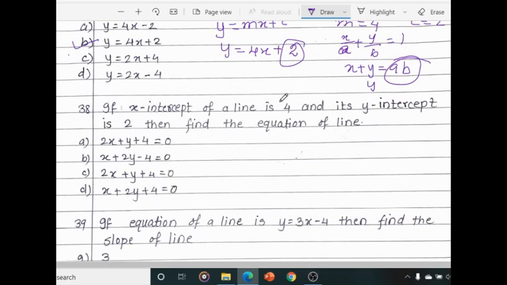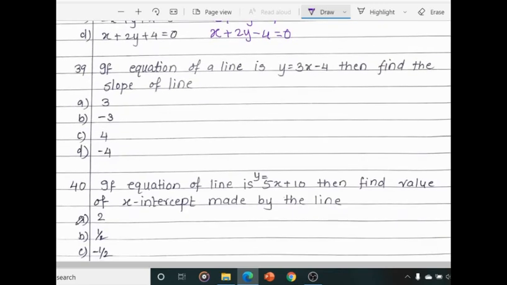If the x-intercept of a line is 4 and the y-intercept is 2, then find the equation of the line. So we know the equation: x upon the x-intercept, that is 4, plus y upon the y-intercept, that is 2, is equal to 1. Multiply by 4, we get x plus 2y is equal to 4. Keep everything on the left-hand side, so x plus 2y minus 4 is equal to 0. This is the equation.